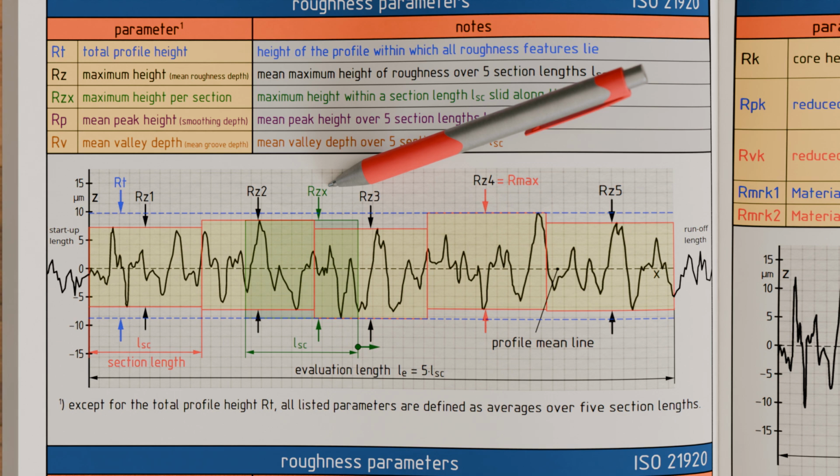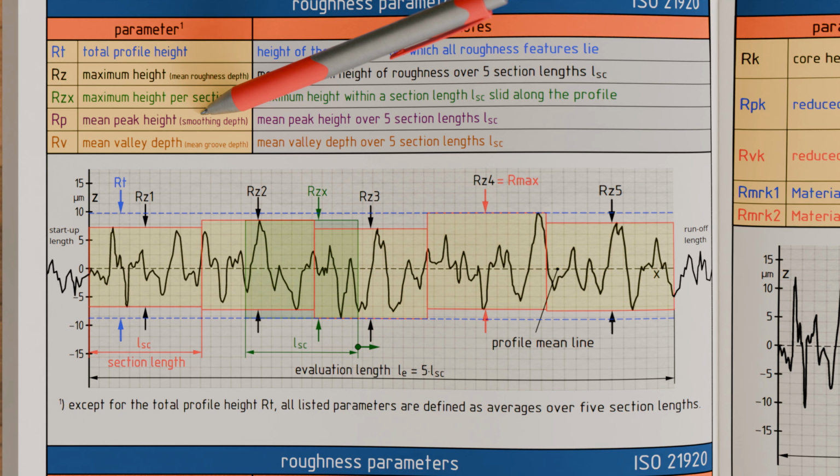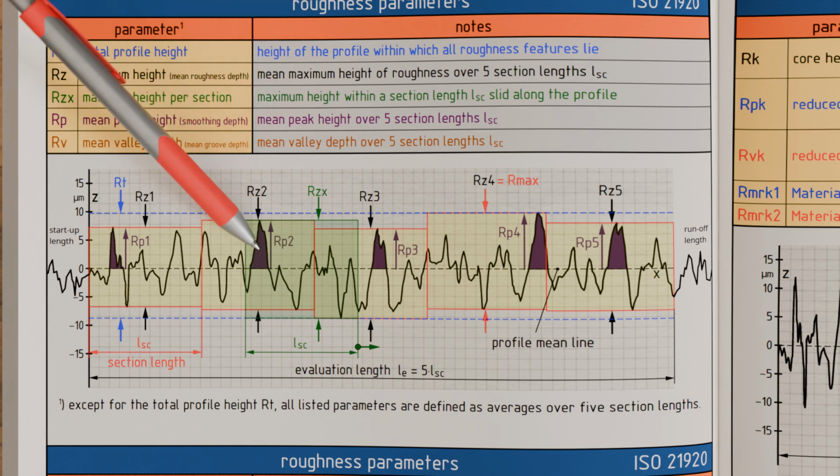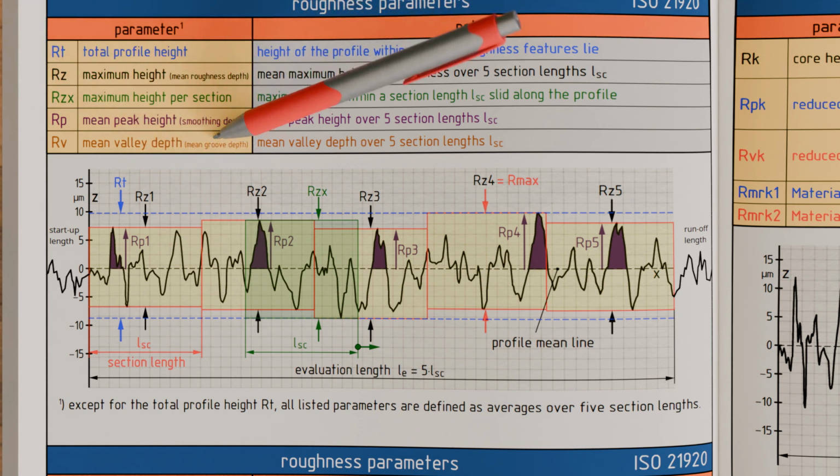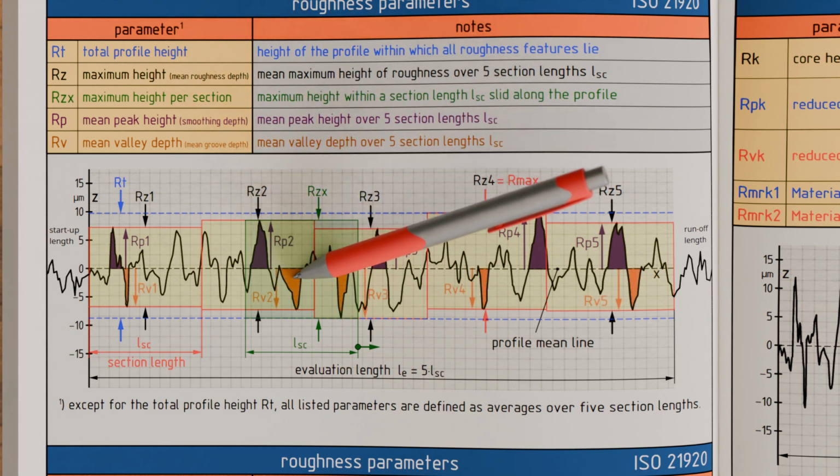and third sections. The mean peak height RP, formerly referred to as the smoothing depth, is calculated as the average of the individual peak heights over the 5 section lengths, each measured from the profile's mean line to the respective highest profile peak. Similarly, the mean valley depth RV, formerly referred to as the mean groove depth, is calculated as the average of the valley depths over the 5 section lengths, each measured from the profile's mean line to the respective deepest valley. Note that, with the exception of the total profile height RT, all listed parameters are defined by averaging over 5 section lengths.